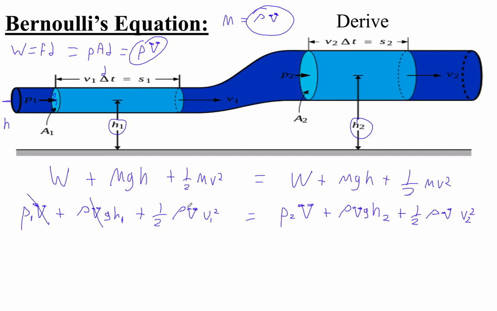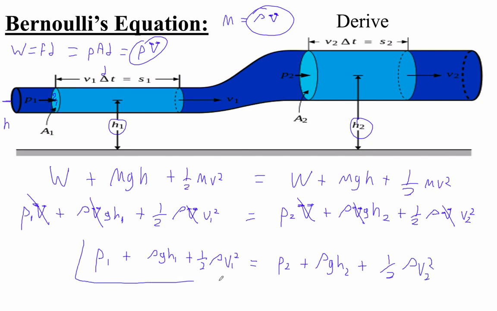So let's get rid of the volume. This is assuming it's incompressible. Okay, and we end up with the final thing. Drum roll, please. Pressure 1 plus rho g h1, which you'll recognize as a hydrostatic pressure. This is a new thing: when the fluid moves, it changes the pressure by this much. So this relates pressure and velocity, and is equal to pressure 2 plus rho g h2 plus 1/2 rho v2 squared. Holy cow.